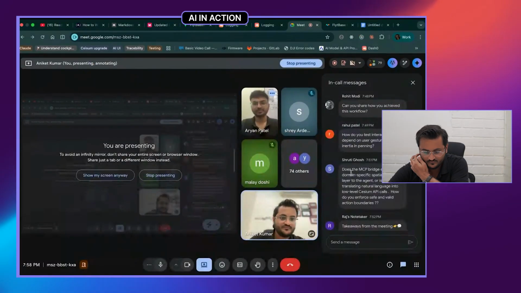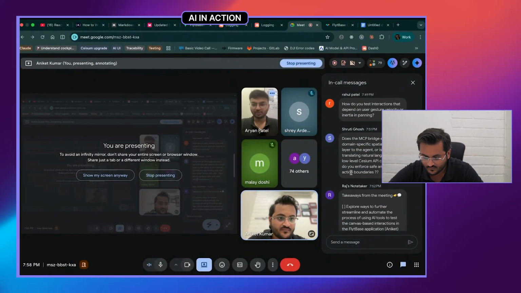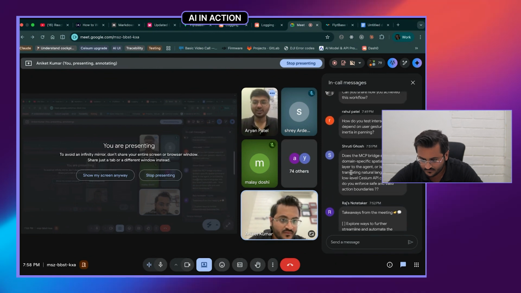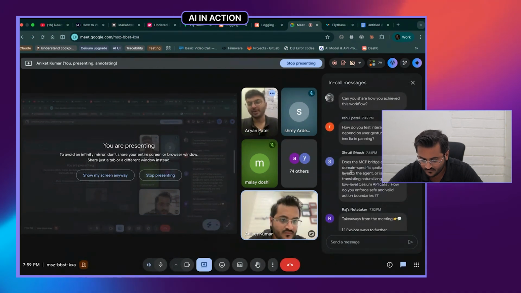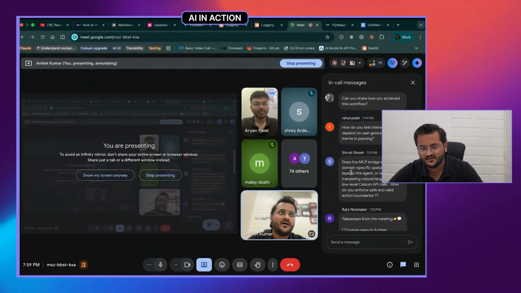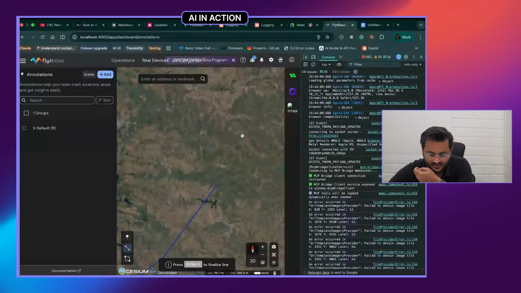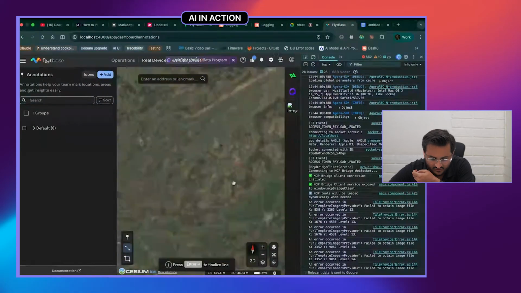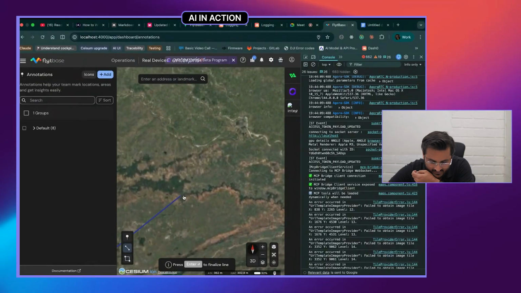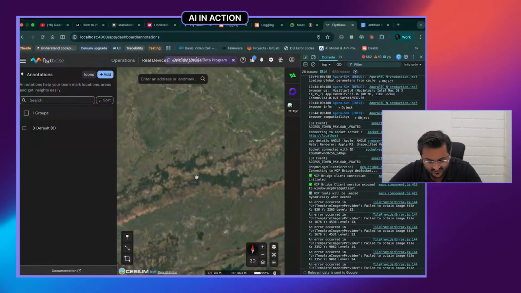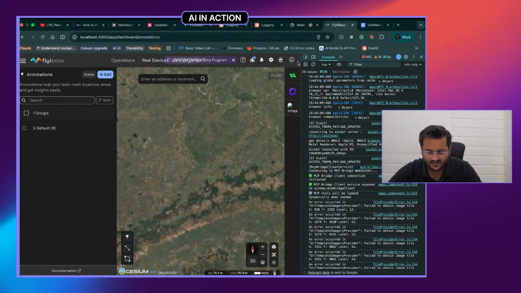Okay, I hope your question has been answered. Now Rahul is asking, how do you test interaction that depends on user gestures, velocity, or inertia in panning? Yeah, that's a quite interesting question. I guess you are asking if something breaks when I move this canvas at a very high speed versus a relatively low speed.